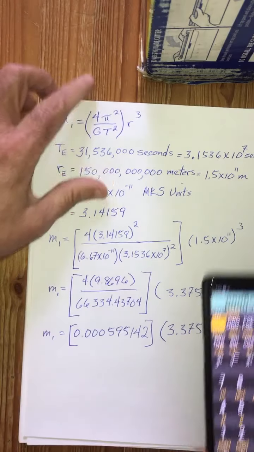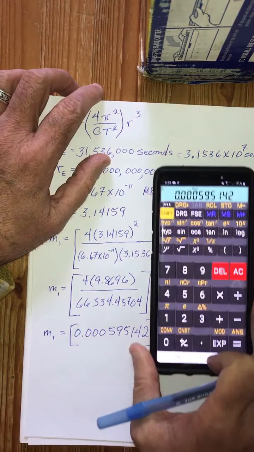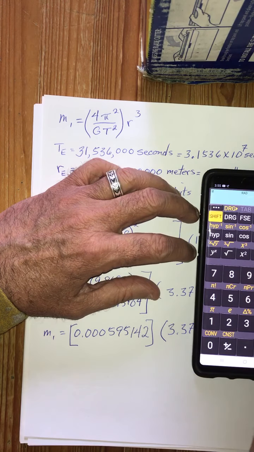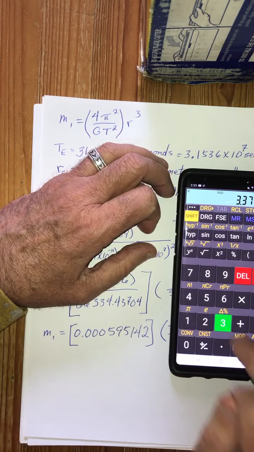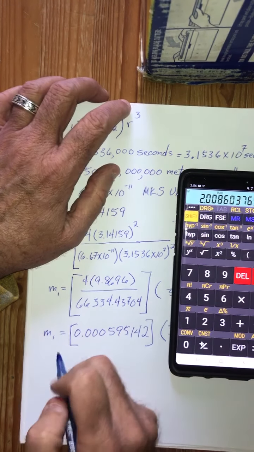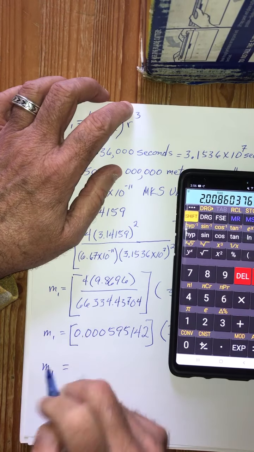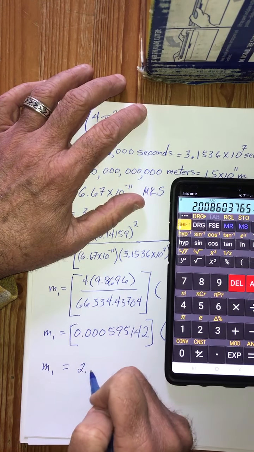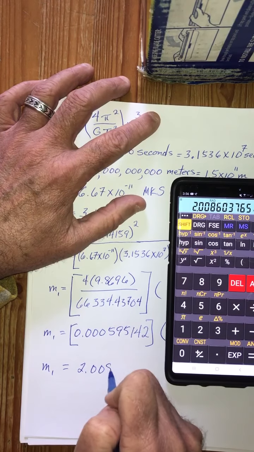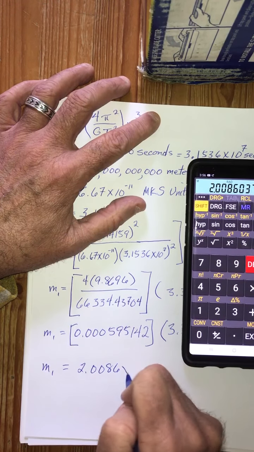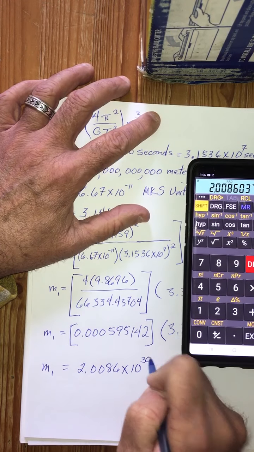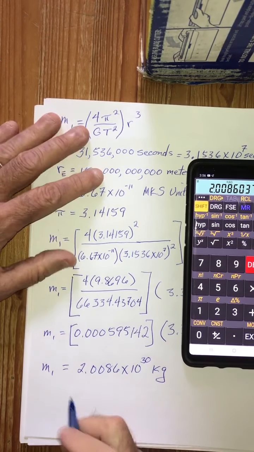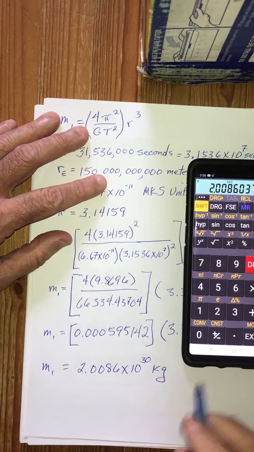So let's do that. Let's multiply. Hopefully you can still see this. We're going to multiply by 3.375 exponent 33. And we get this. You can see the number we get there. M1 is equal to 2.0086 times 10 to the 30th kilograms. Okay, so that's the answer that we get for the mass of the sun.